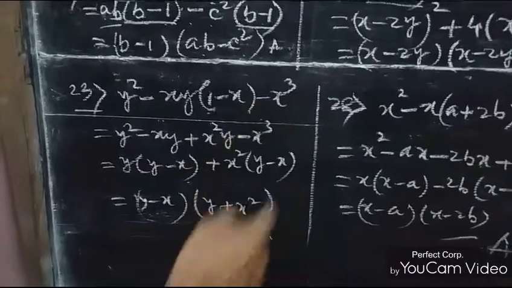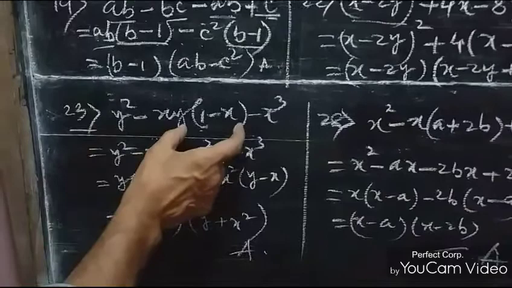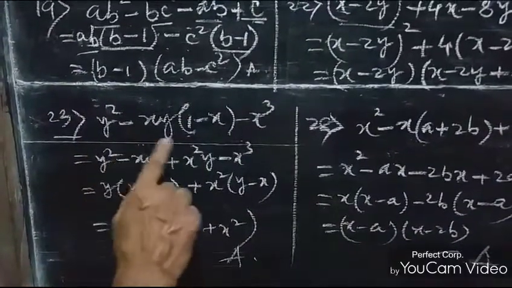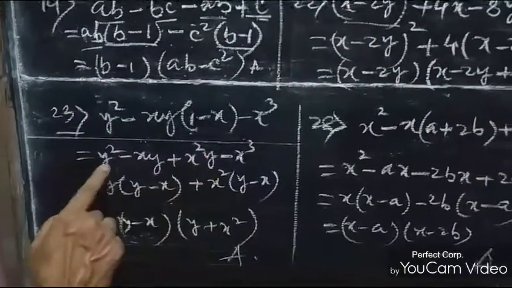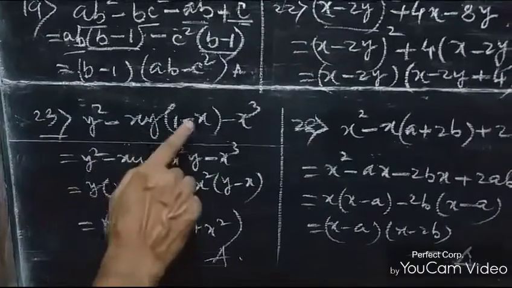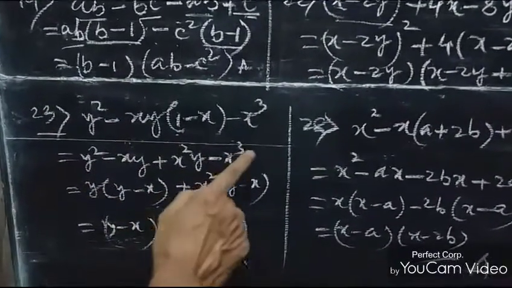y square minus xy into x minus 1, minus x cube. So you cannot just take this common over here. So try to express this, that is, multiply over here. You will get y square minus xy plus x square y minus x cube.